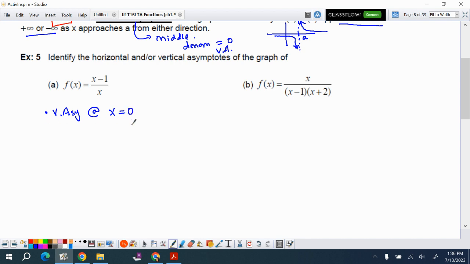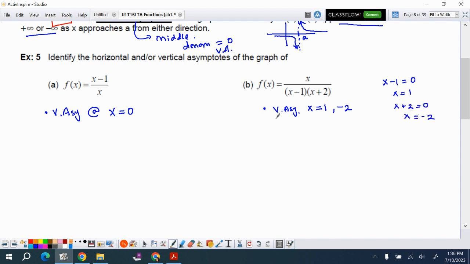Never write vertical asymptote at 0. You have to write the equation of a line. An equation of a line has an equal sign with expressions on both sides: vertical asymptote at x equals 0. Let's take a look at the parallel here also. We can see that whenever the denominator becomes 0, the function will be undefined. That means there is a vertical asymptote at x equals 1 and x equals negative 2. If you need help, you can set the denominator equal to 0 and solve.